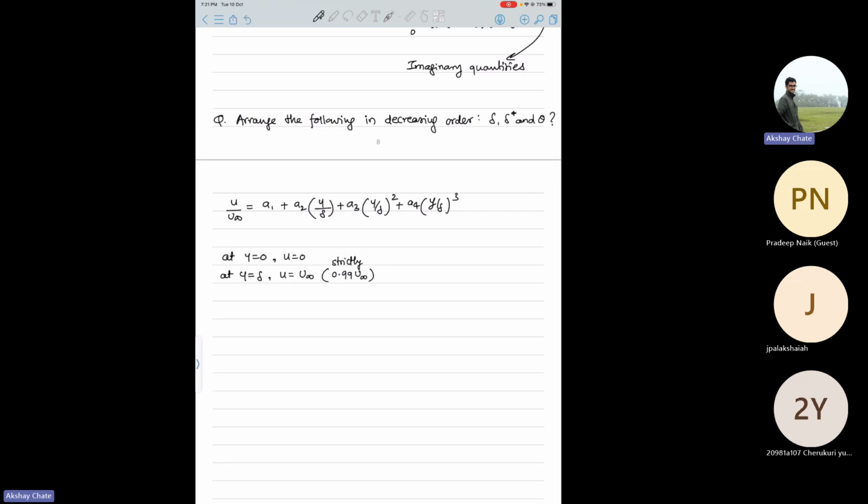Have you understood my question? It is 99% wherever it is, like the thickness will be where the point is there, like it's 99% of u.